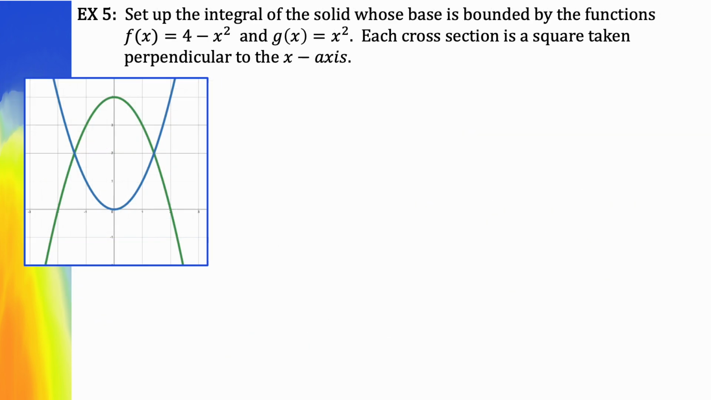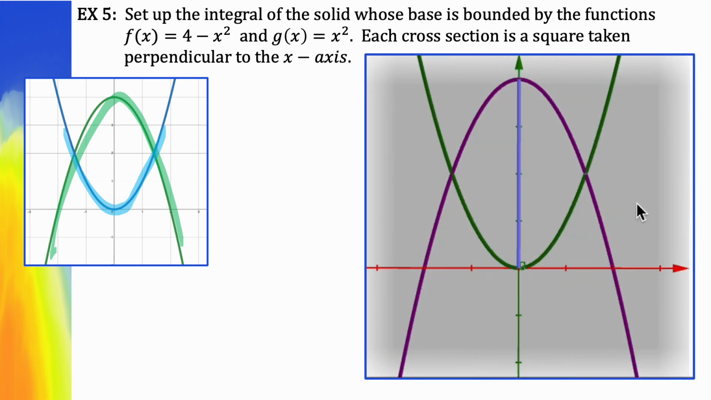Okay, we're going to change the game here a little bit. This says, set up an integral of the solid whose base is bounded by two functions: 4 minus x squared, that's the top guy, and x squared, that's the bottom guy. Each cross section is a square taken perpendicular to the x-axis.